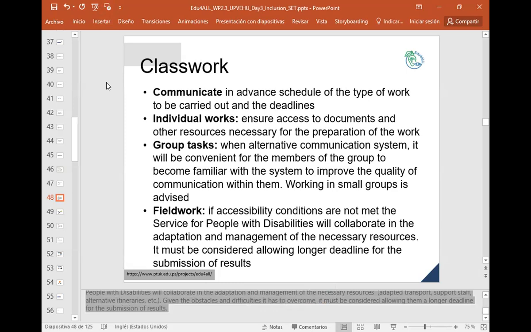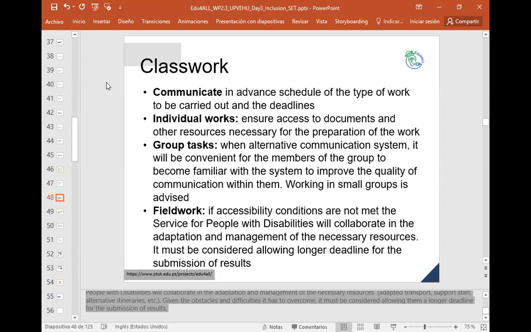For classwork, communicate well in advance the schedule of the type of work to be carried out and the completion date so that they have enough time to organize and participate on equal terms. In individual works, ensure access to documents and other resources necessary for the preparation of the work. In many cases, they will need to be given more time for the presentation of documents, etc. In the group tasks, in general they will be able to participate in the same way as their colleagues, both in the realization and in the exhibition of the works, using the technical support they may need.